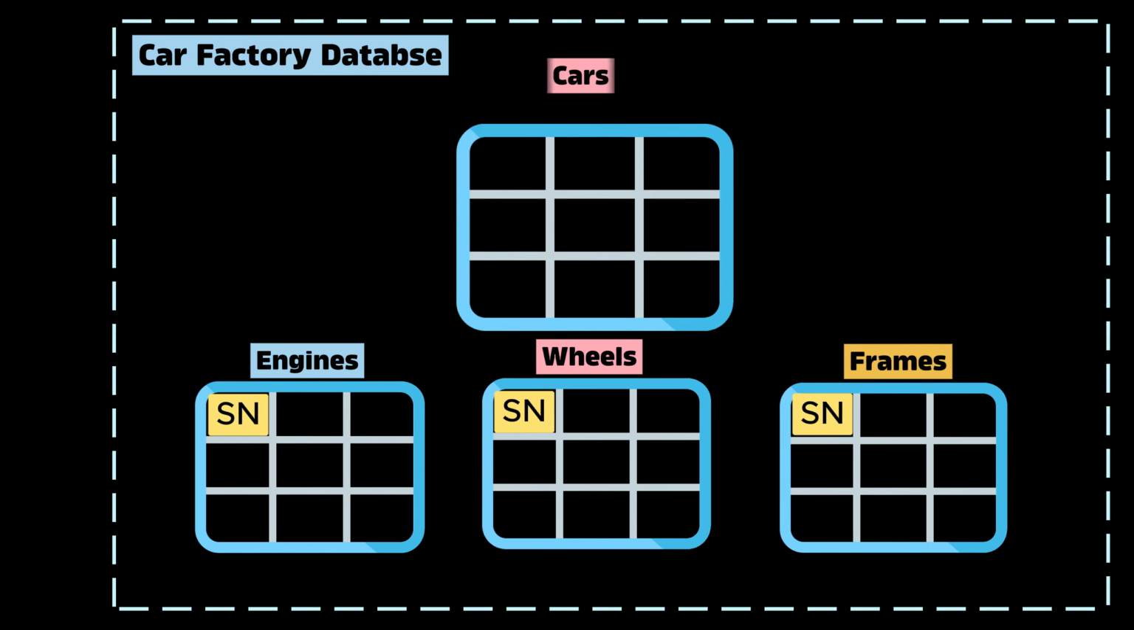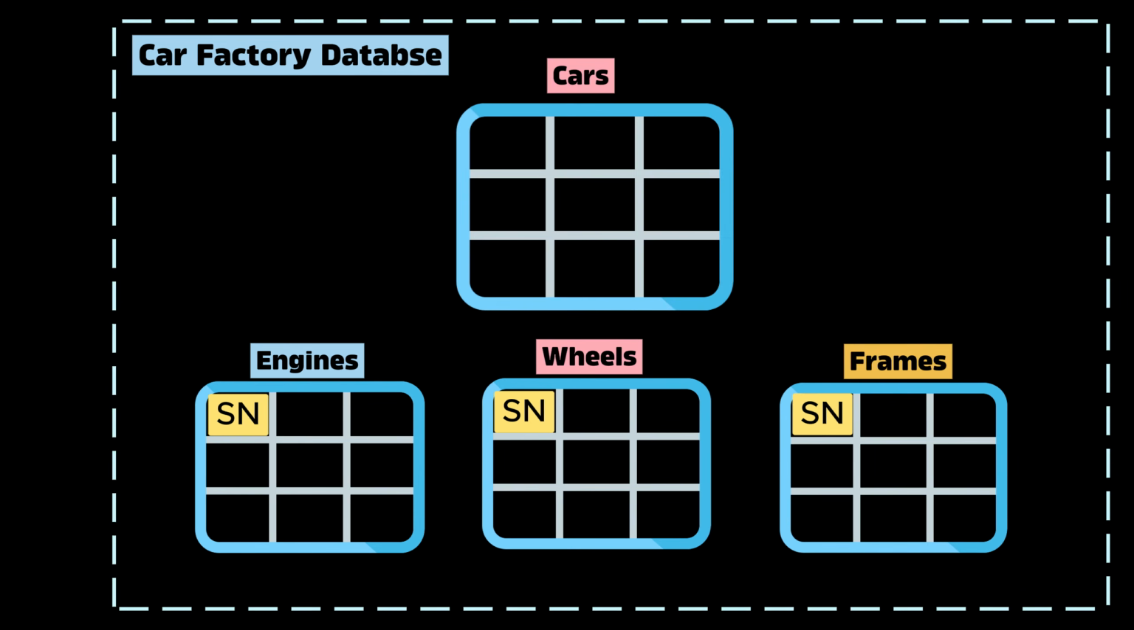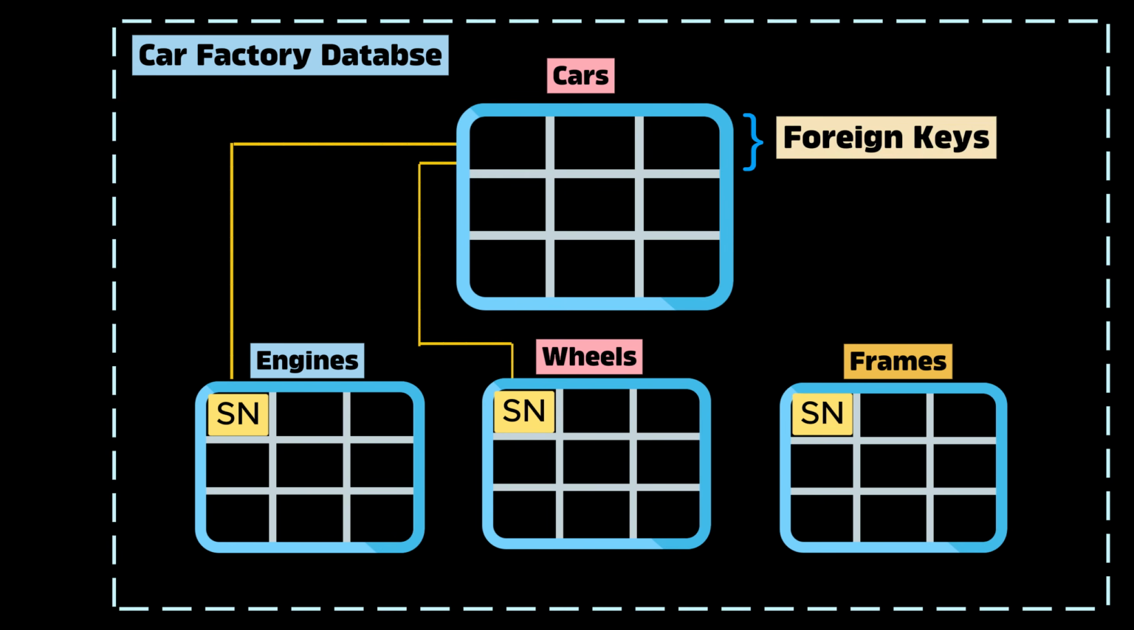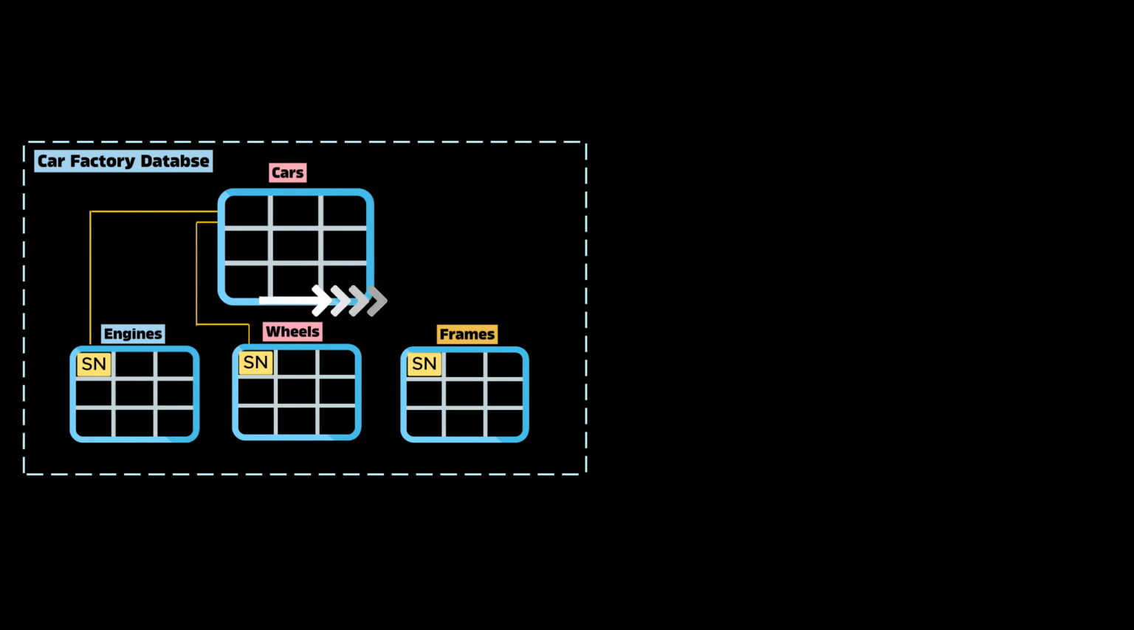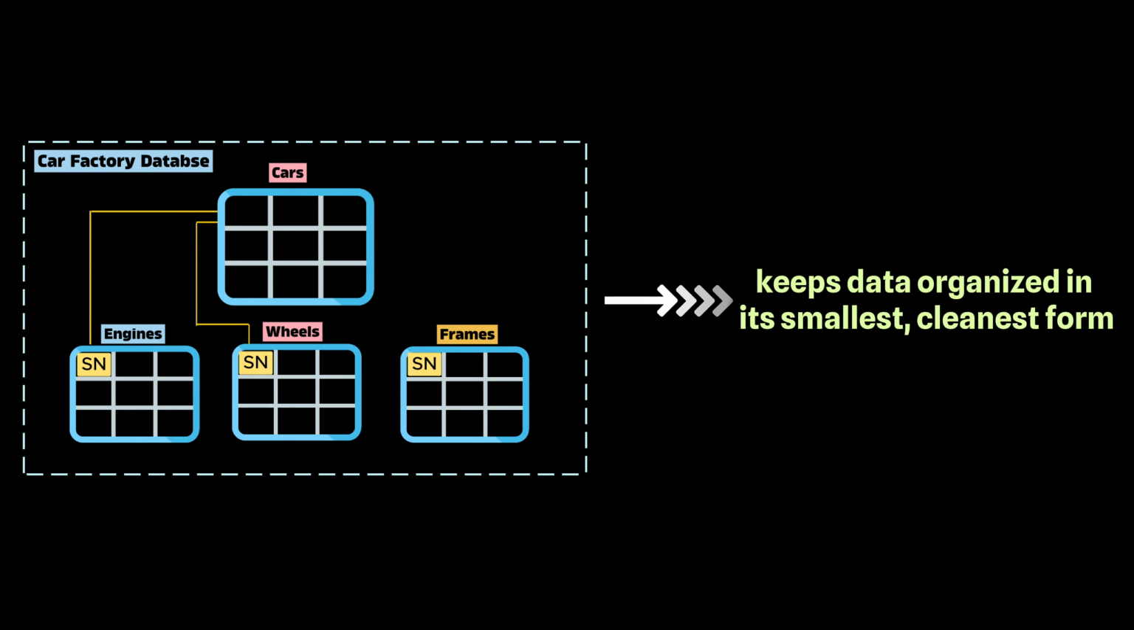Now, when you assemble a car, you don't copy the engine data into the car record. Instead, the car simply points to the engine's serial number, the wheel serial numbers, and so on. These references are foreign keys. They link data across tables. When you want to see the full picture, you run a query that joins everything together. This design keeps data organized in its smallest, cleanest form, a process known as normalization.